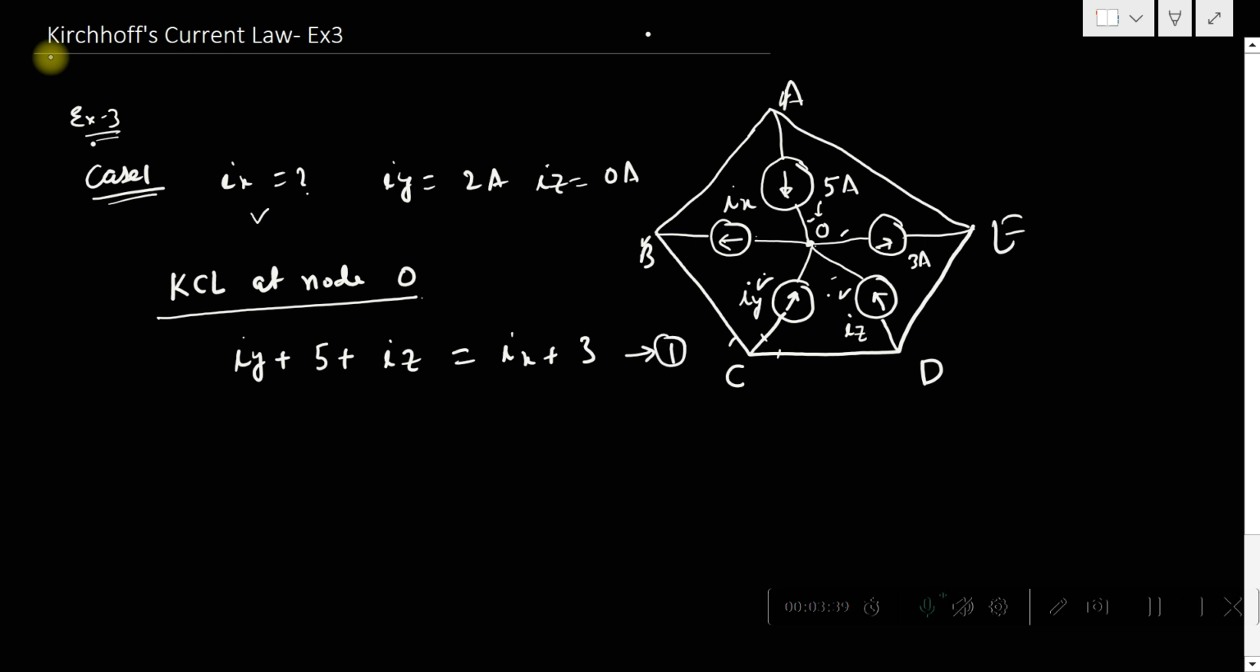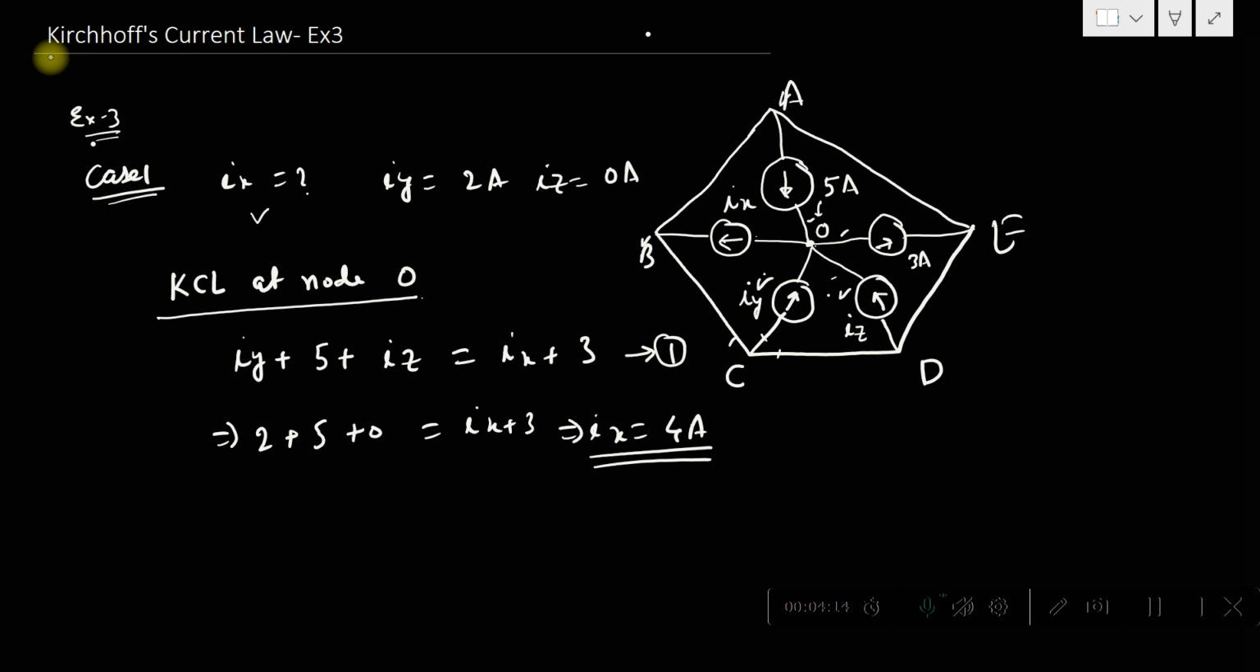Now the condition given in case 1 is Iy is 2 amperes and Iz is 0. So Iz is 0, thereby we can write 2 plus 5 plus 0 equals Ix plus 3. If you solve this, we get Ix equals 5 plus 2, 7, minus 3, 4, right? So 4 amperes of current is exiting node O and going towards node B. So that's the answer for the first part.